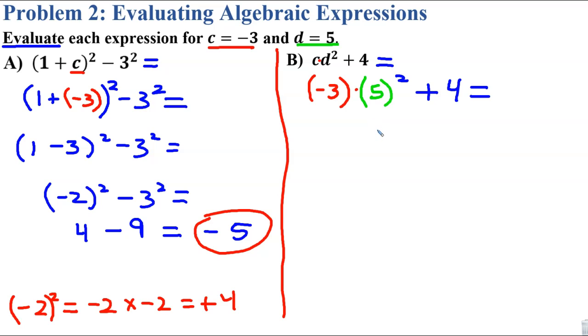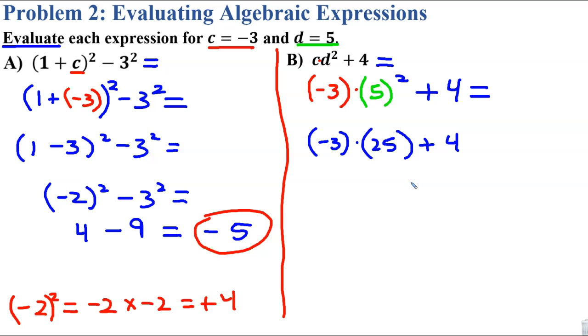E for exponents. I want to take care of my exponents next. So we're going to do 5 squared. 5 squared is just 25. So this will be the negative 3 times a 25 plus 4.